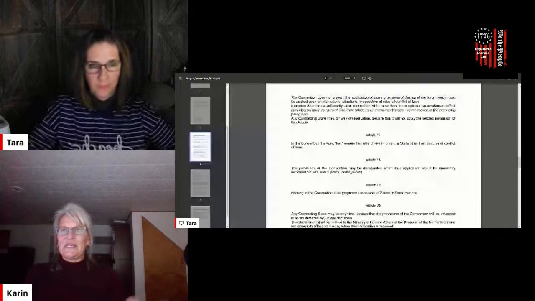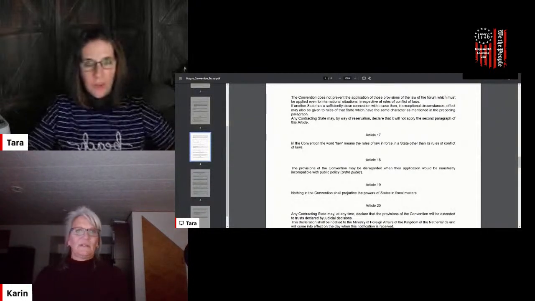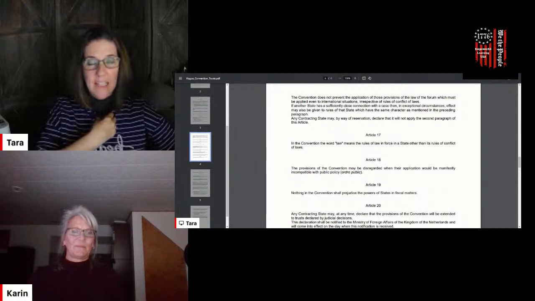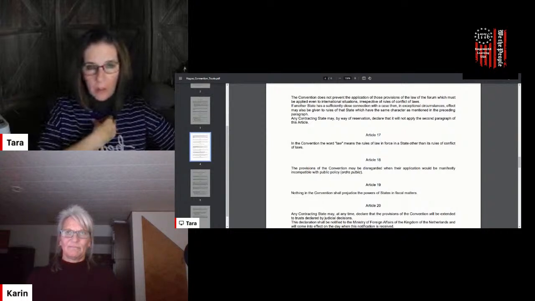Who are you stating has the superior claim when it comes to the law? That should always be your trust. Always. So then I have a question here as we move to Article 17, because it ties right into that. In the convention, the word law means the rules of law in force in a state other than its rules of conflict of laws. So in a private trust, are you able to replace your state law with God's laws and common law?